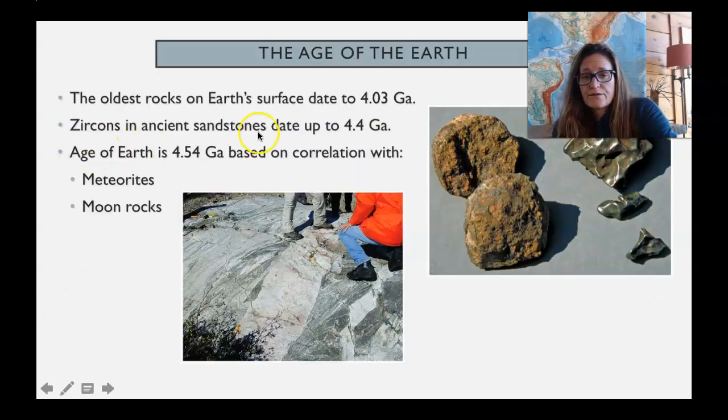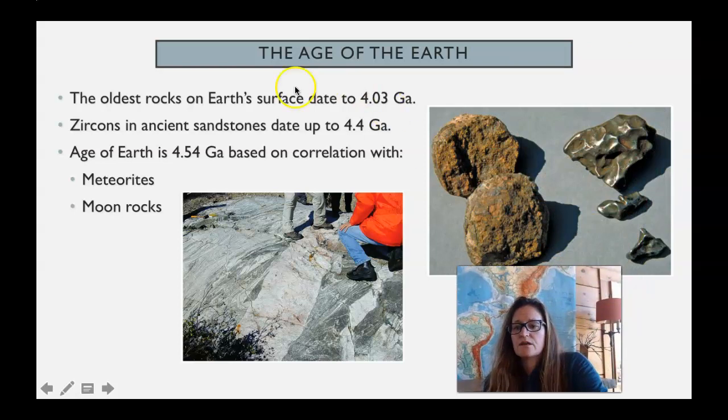The Earth is 4.6 billion years old. We can figure that out from meteorites and pieces of the moon. The oldest rocks that we found on Earth are 4 billion years old. Remember, Ga is billion years. We have found these really old rocks in Australia, New Zealand. They're really old rocks in Canada.